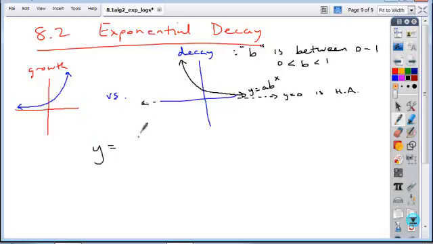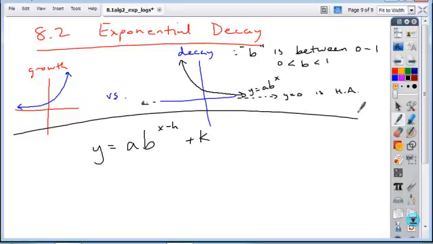Again, notice this is the exact same equation that we use for both of these. The only difference is in the growth model, b is greater than 1, whereas in this decay model, b is a number between 0 and 1. A couple of things will come into play. The first is identifying whether something is growth or decay. All you're looking for is the b value, the base of whatever that variable power applies to. Is it larger than 1 or a fraction between 0 and 1?